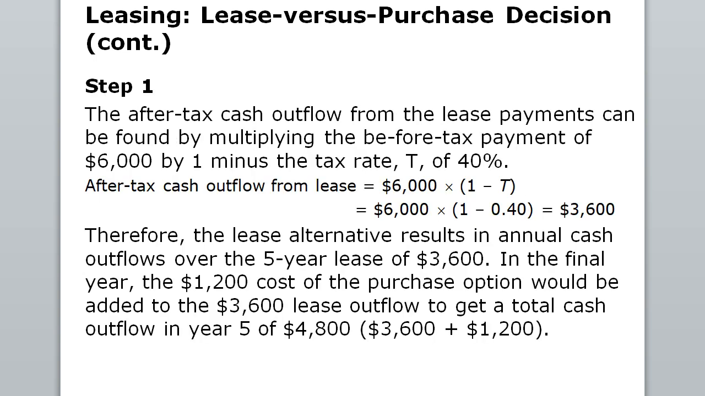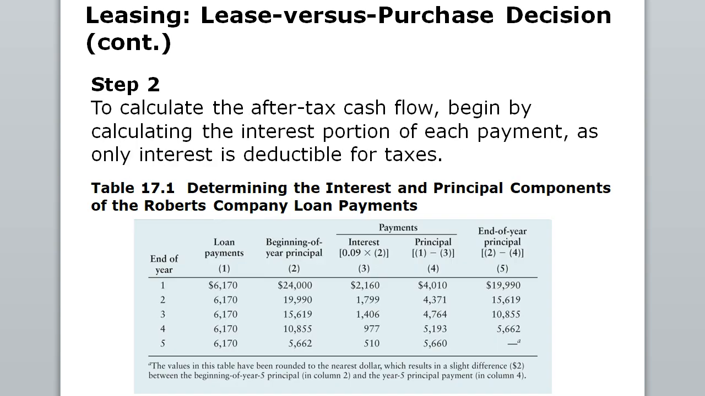So, step one. Let's look at the lease payments, which can be found by multiplying the before-tax payment of $6,000 by 1 minus the tax rate. After we take our tax deduction, the annual cost would be $3,600. Therefore, on this lease alternative, the outflow for each year for 5 years will be $3,600, and the final payment at the end of the 5th year will be $1,200. If we calculate this up, the total cash outflow in year 5 would be $4,800, when you add the $3,600 to the $1,200.